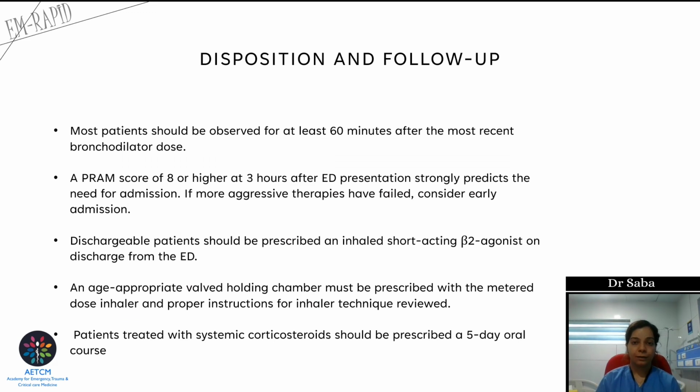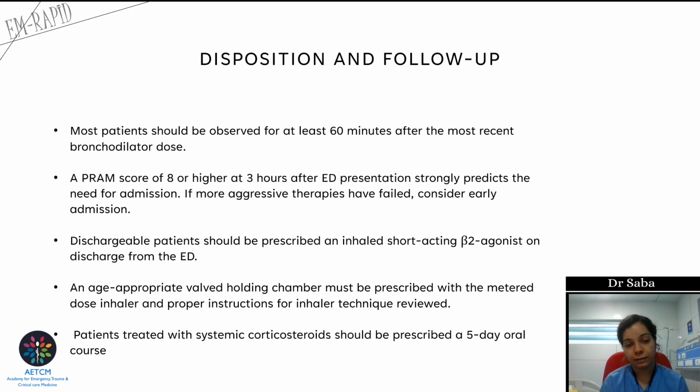Now, talking about the disposition and follow-up, most patients should be observed for at least 1 hour after the most recent bronchodilator dosage. And then we frequently assess the patient's overall prognosis. If the child is deteriorating, it is straight away criteria for admission. But if the child is doing quite well, then we can safely discharge the patient after adequately educating the caretakers. A PRAM score of 8 or higher at 3 hours after ED presentation will predict the need for admission, which is why frequent assessment of the child with bronchial asthma is essential.